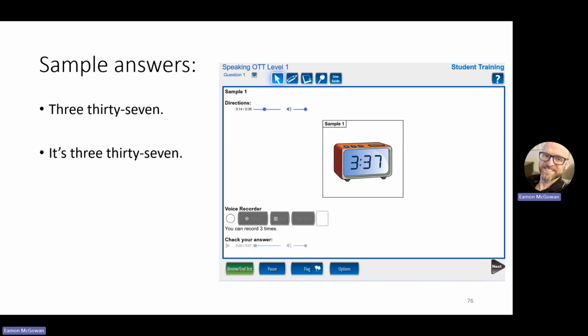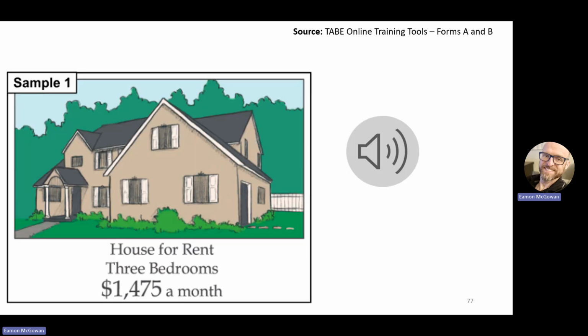Sample answers. Ask your students what they think about it. Compare answers. Getting into some bigger numbers now. Look at the picture. How much does it cost to rent the house?